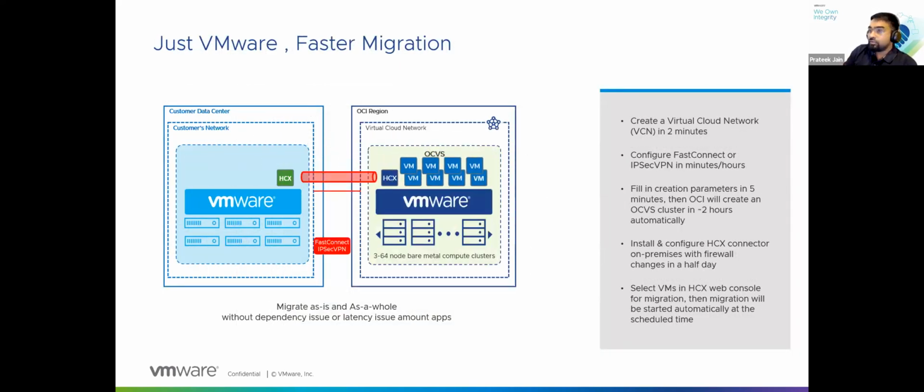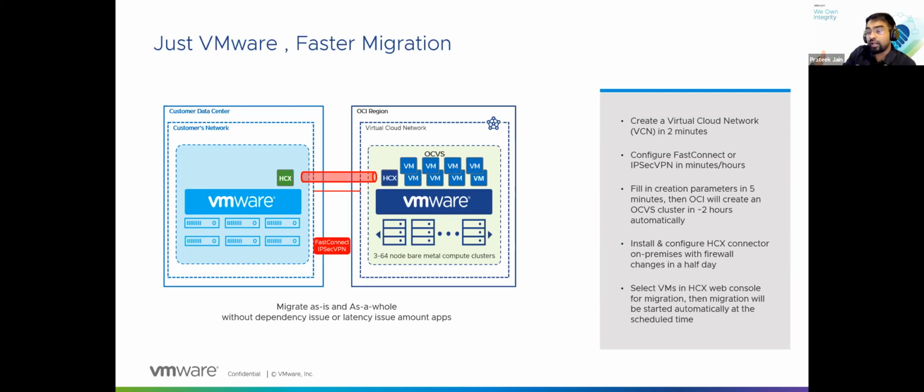Then you have faster VMware migration. Because it's a VMware-based SDDC, you can use HCX to migrate workloads from your on-premises to OCVS or vice versa as well.